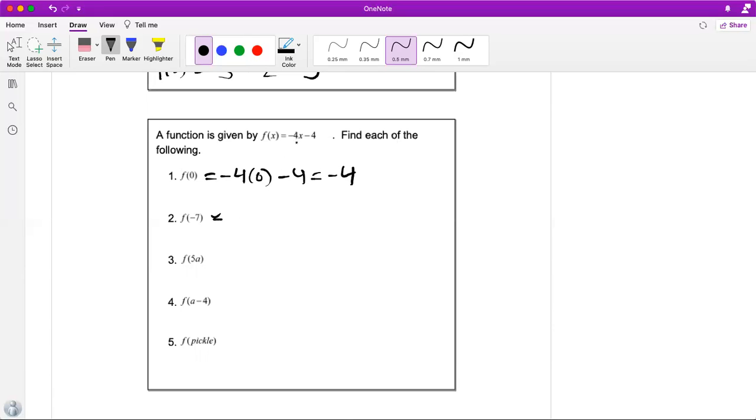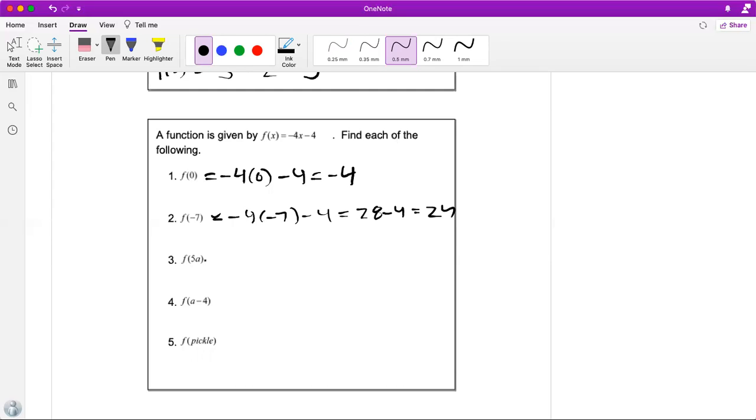Negative 7, again, whatever's in the parentheses goes where the x was in the function. So negative 4 times negative 7 minus 4. Negative 4 times negative 7 is 28. So that's 24.